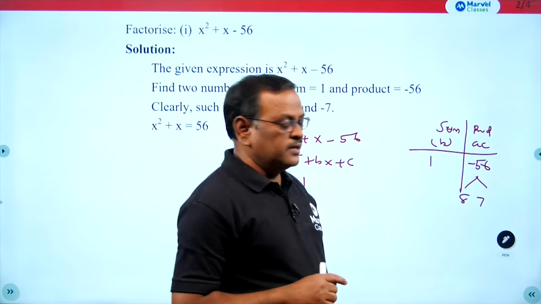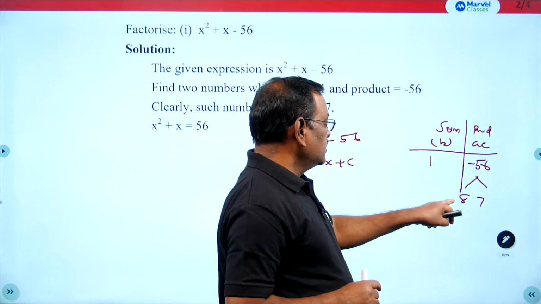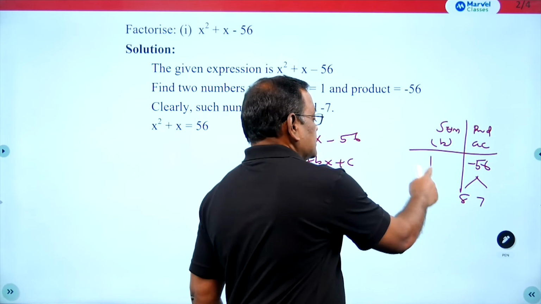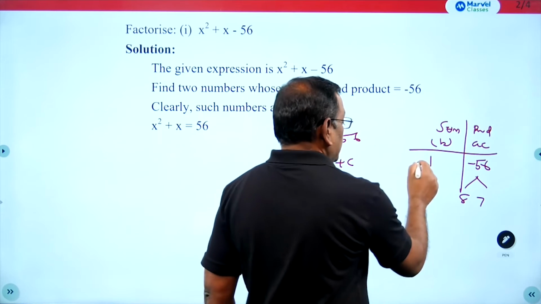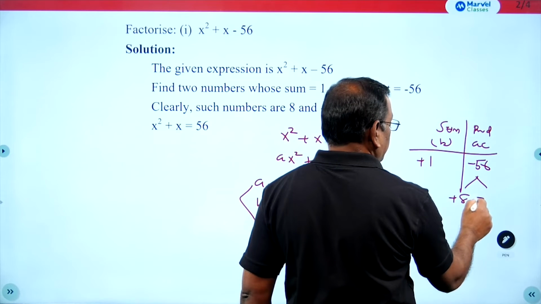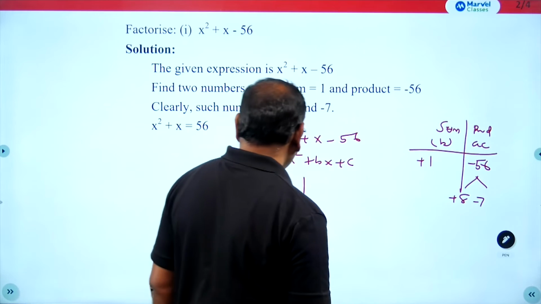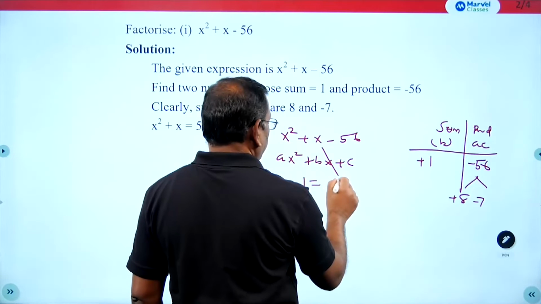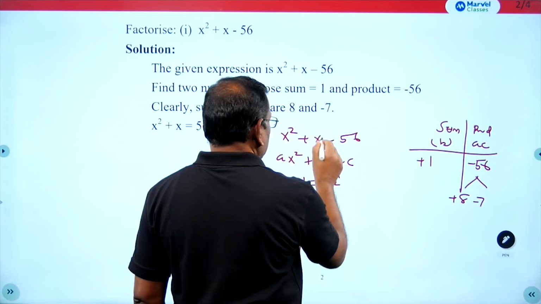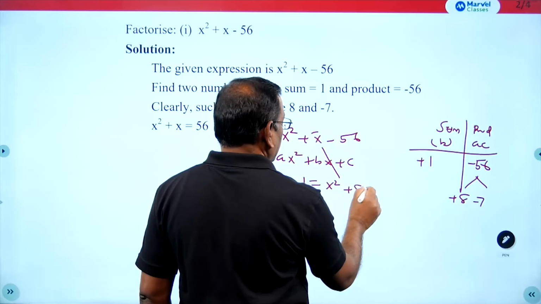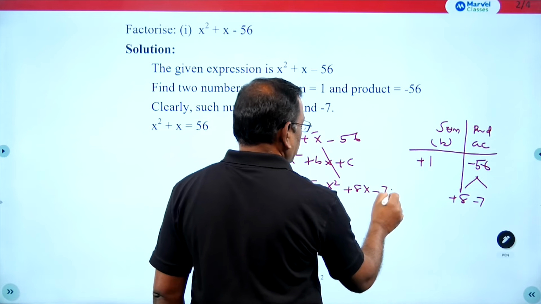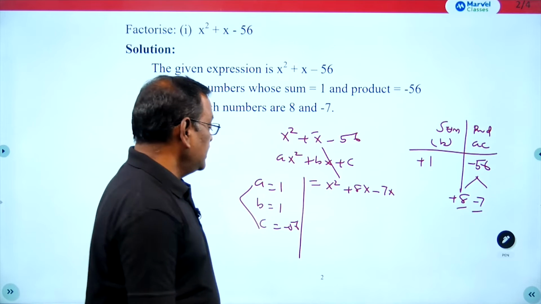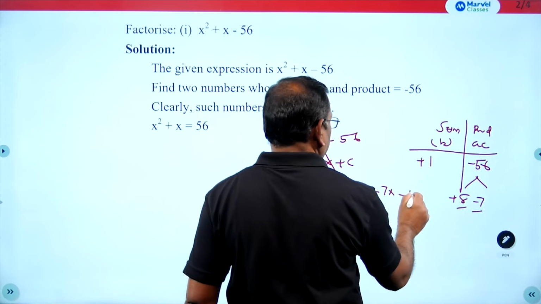So a very important tip: whenever the sum is positive, the larger factor should contain the positive sign. The larger factor depends on the sign of the sum. Here the sum is plus, and hence the larger factor is also plus, therefore the other is minus. So we can split the middle term, this plus x, into 8x minus 7x. Why 8x minus 7x? Because of these 2 factors: x square plus 8x minus 7x minus 56.